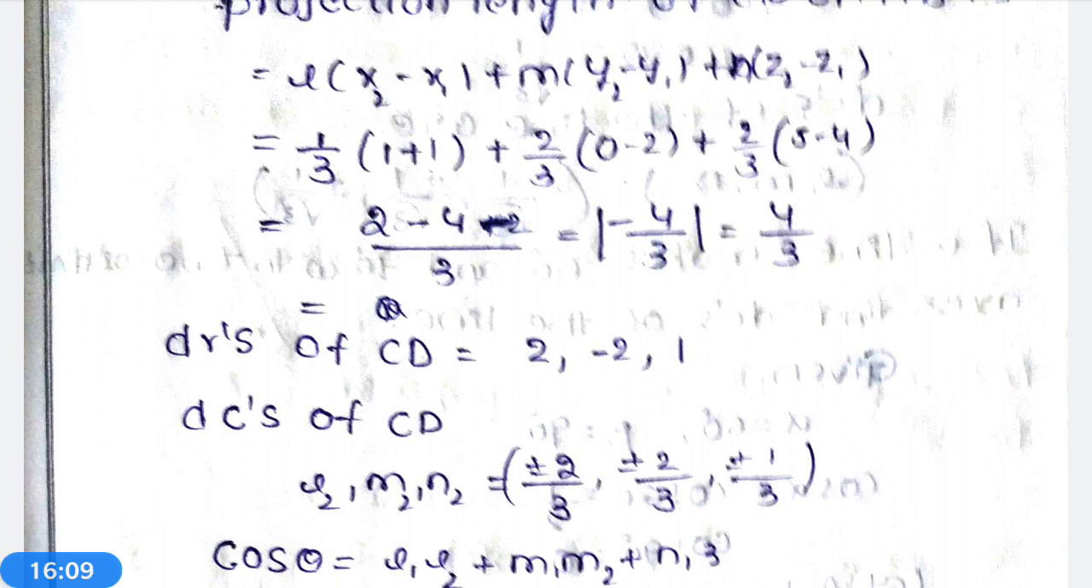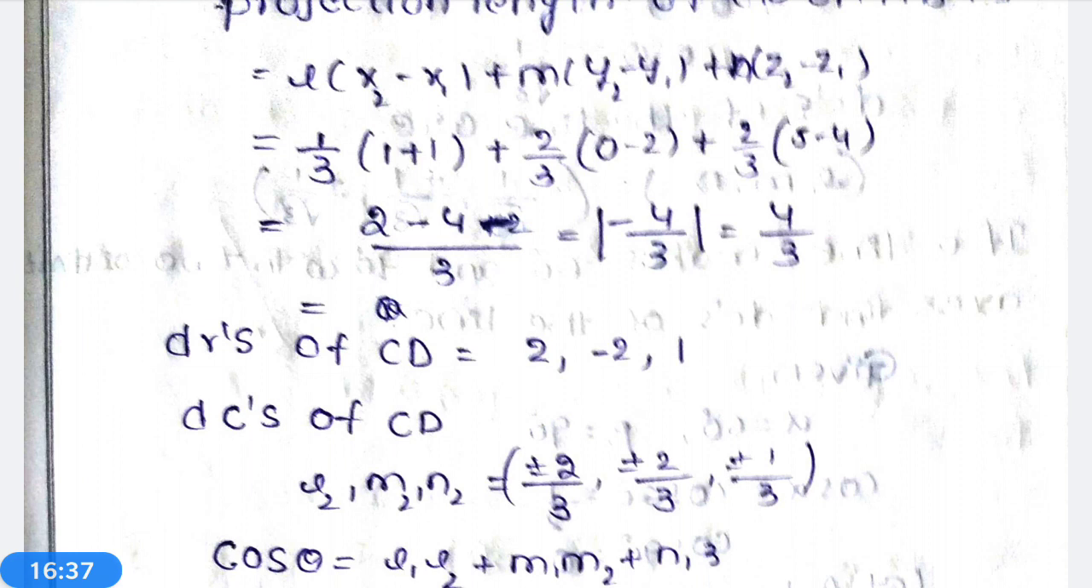Now we need to find the angle between AB and CD also. DCs of AB have been computed, but DCs of CD have not been computed till now. So first we have to compute DRs of CD. What are DRs of CD? 1 minus minus 1, 2; 0 minus 2, minus 2; 5 minus 4, 1. Those are the DRs. DRs of CD are 2, minus 2, 1.